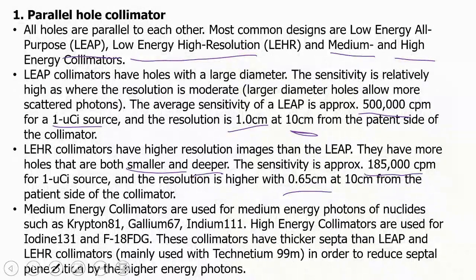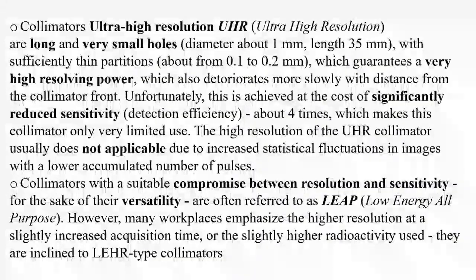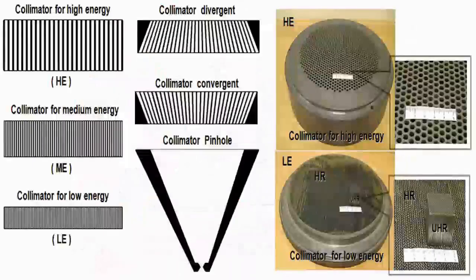As we said, medium energy is used with gallium, indium, or krypton, while high energy is used with iodine-131 or even FDG, because it gives you 500 kiloelectron volts. Low energy high resolution is used with technetium. Now let me show you the shape of the collimator, or the holes, in high energy, and here is its shape in low energy.